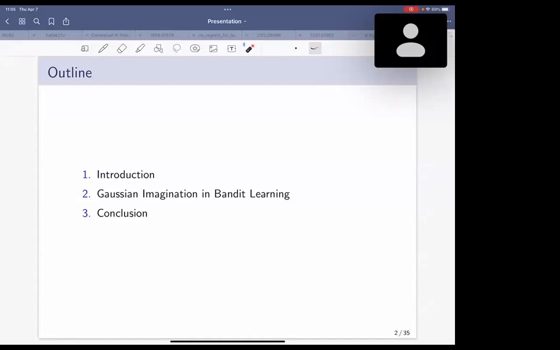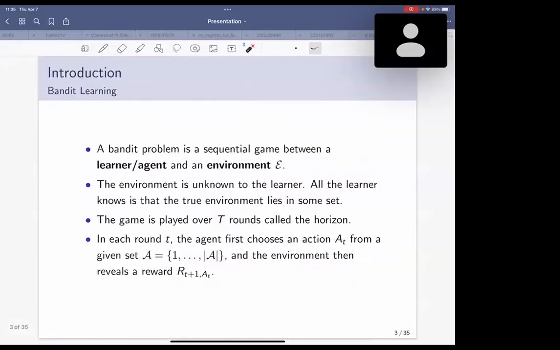That would be nice. Okay, so it's actually very related to what Bad presented a month ago about online learning. A Bandit problem is a sequential decision-making problem between a learner, or an agent, and an environment which we denote by E. The environment is totally unknown to the learner, and all the learner knows is that the environment lies in some set, which we call the environment class. I'll explain the environment in more detail in a couple of next slides.